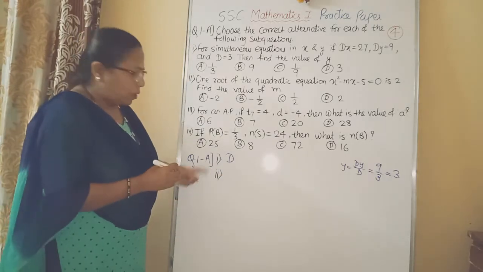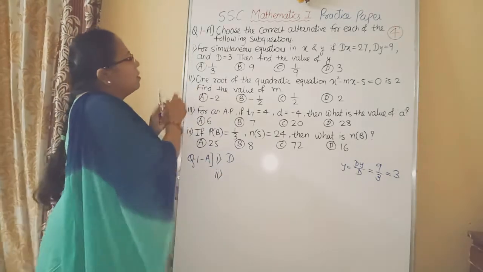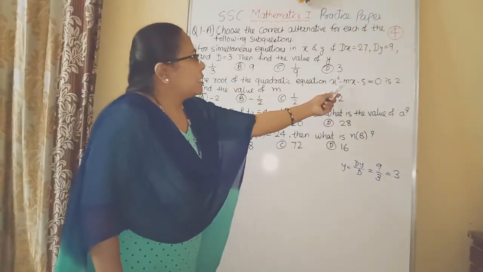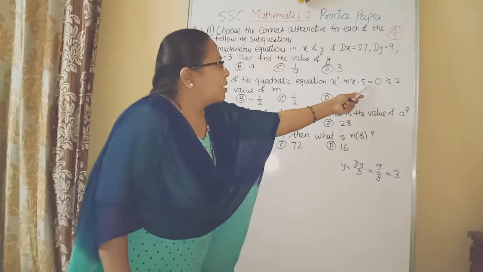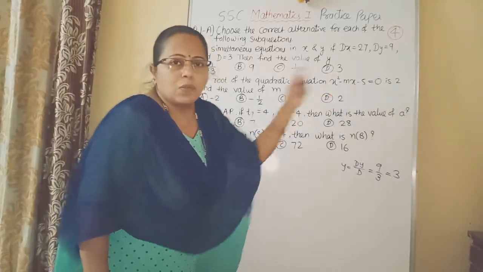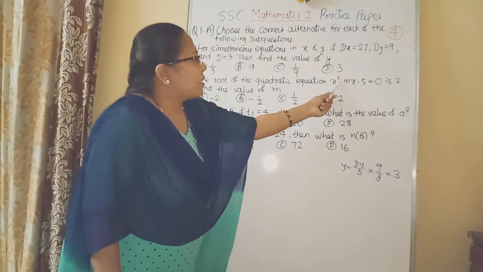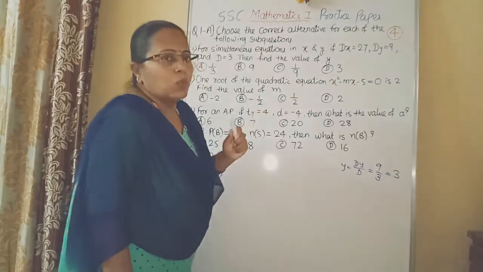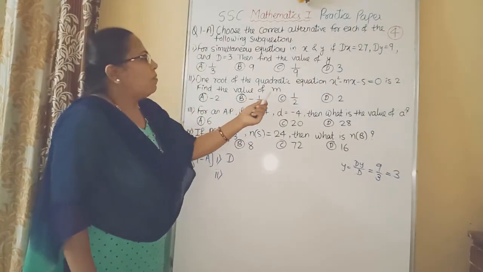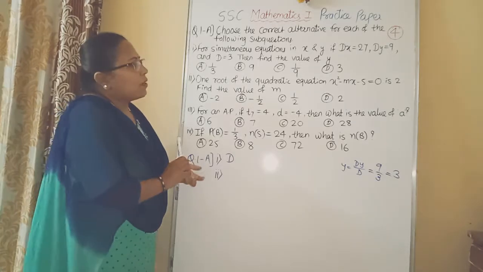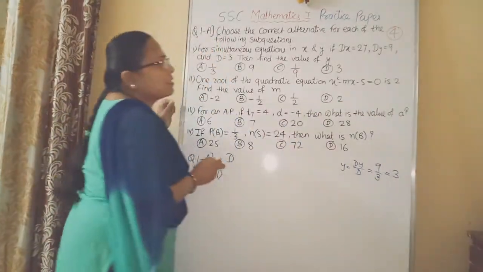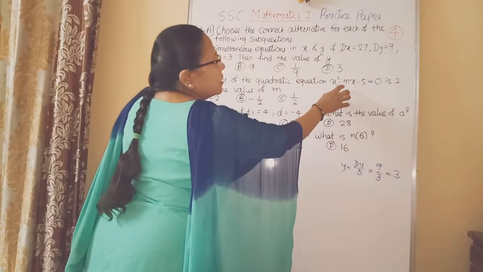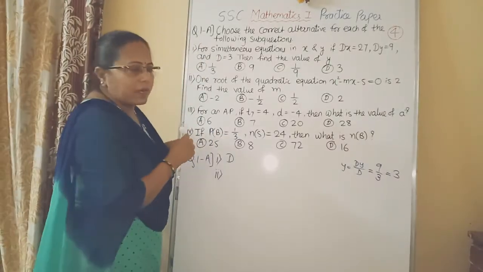Question number 2. You have to use Roman numbers only. One root of the quadratic equation x square minus mx minus 5 equal to 0 is 2. The equation is x square minus mx minus 5 equal to 0 and one of its roots is 2. Find the value of m. Now here one of the roots is given as 2, that means that is the value of x, and that value we have to substitute in this equation. Okay, so let's solve roughly.